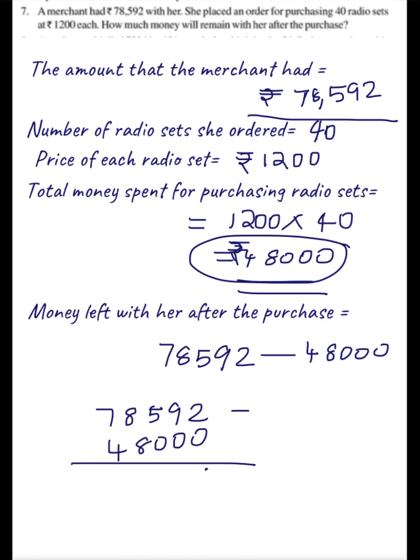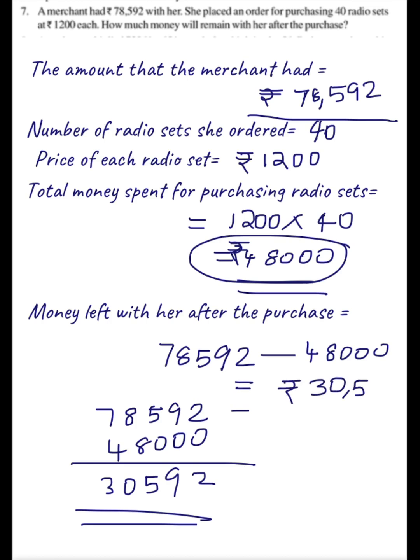How will you subtract this? 2 minus 0 is 2, then 9 minus 0 is 9, 5 minus 0 is 5, 8 minus 0 is 8, 8 minus 8 is 0, 7 minus 4 is 3. So the answer is rupees 30,592. Understand? So that is the total money left with her. So that's all about the seventh question. Now let's see the eighth question.